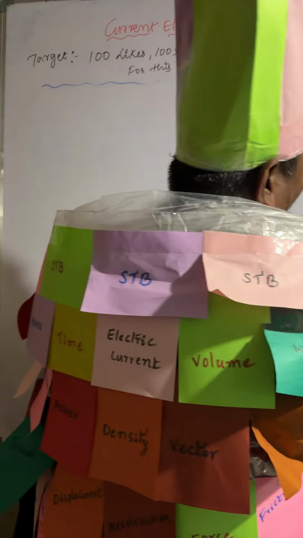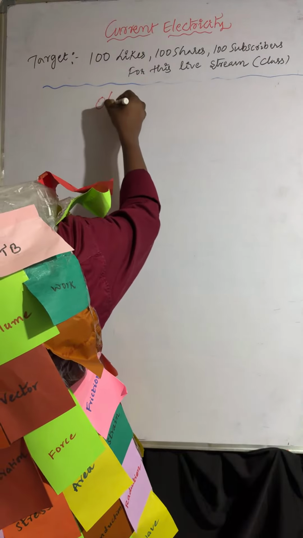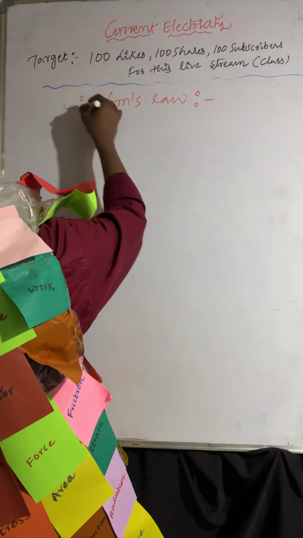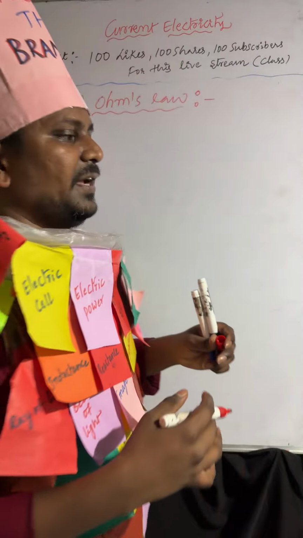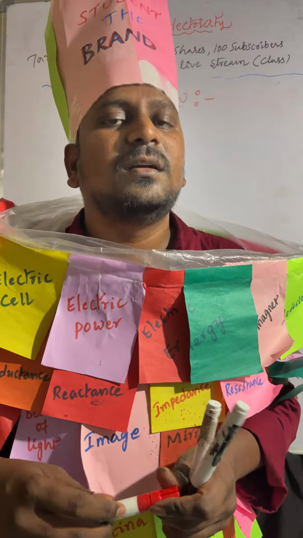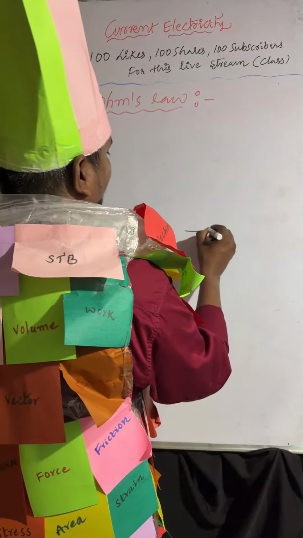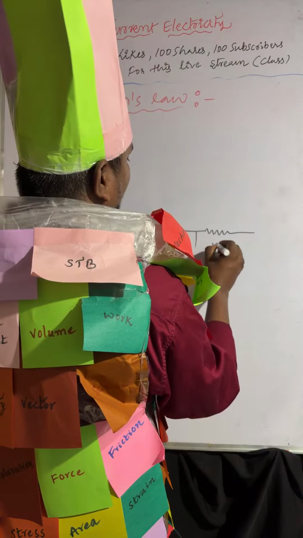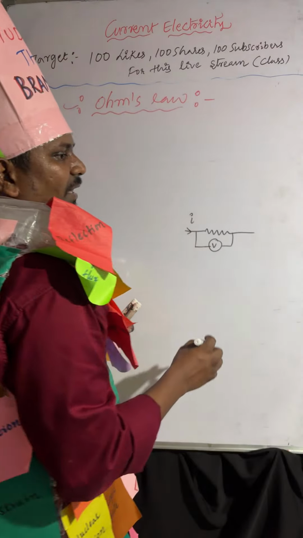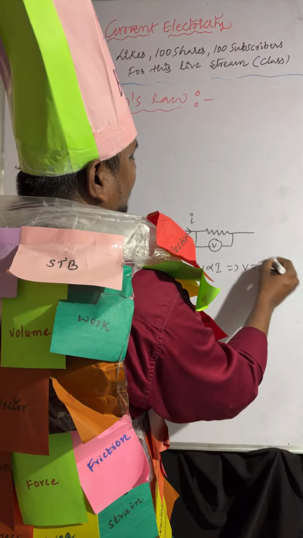Ohm's law states that the potential difference across the ends of a given metallic conductor is directly proportional to the current flowing through it at a constant temperature. So I'm taking the material, like a resistor, with this potential difference and current flowing here. So V is directly proportional to I, and V equal to IR at a constant temperature.